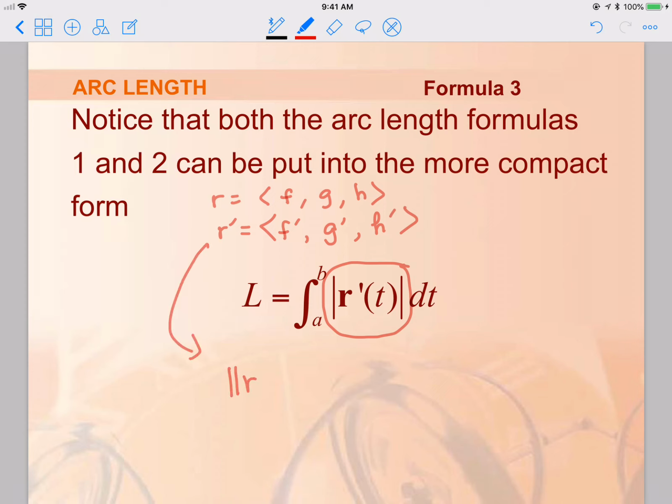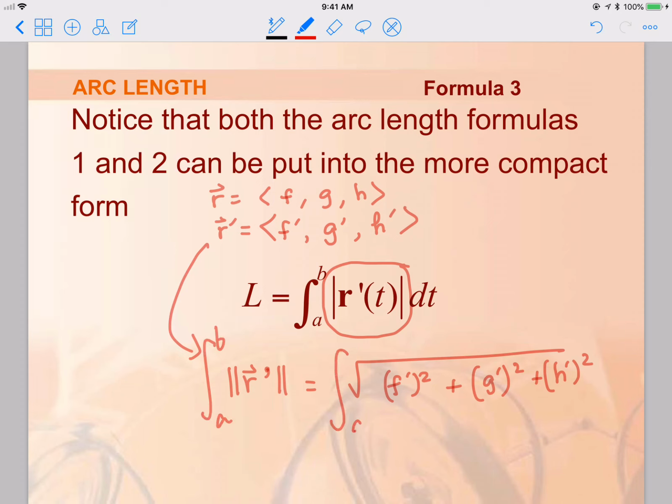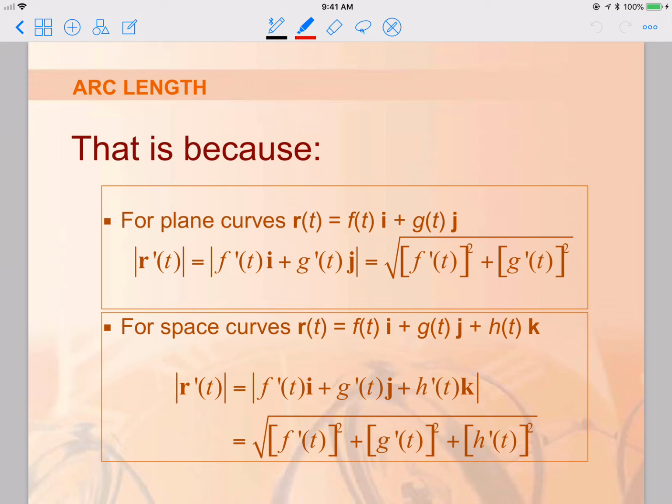So the magnitude of r prime is going to be the square root of f prime squared plus g prime squared plus h prime squared, right? So if we're integrating that from a to b, that gives us our arc length. Okay, and so that's what we're describing right here. And it works for both plane curves, which is 2D, and space curves, 3D.